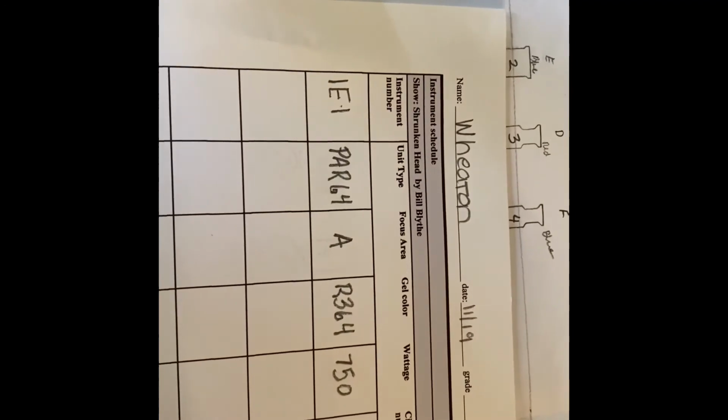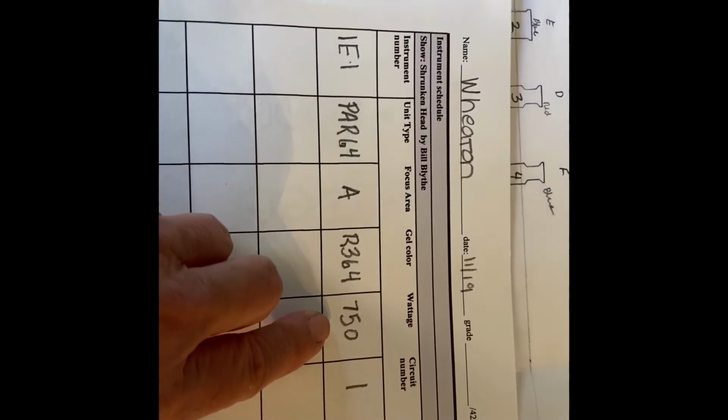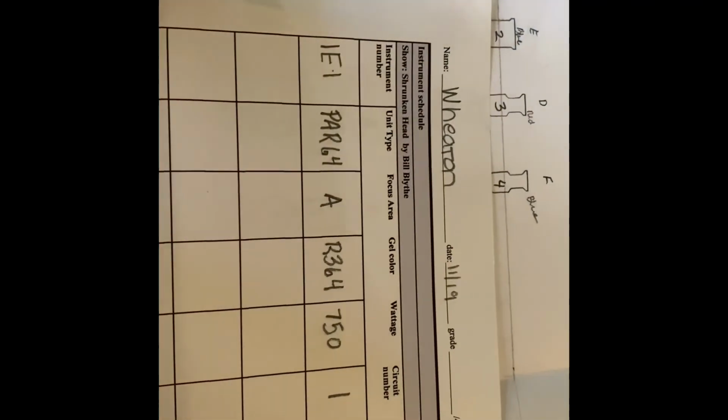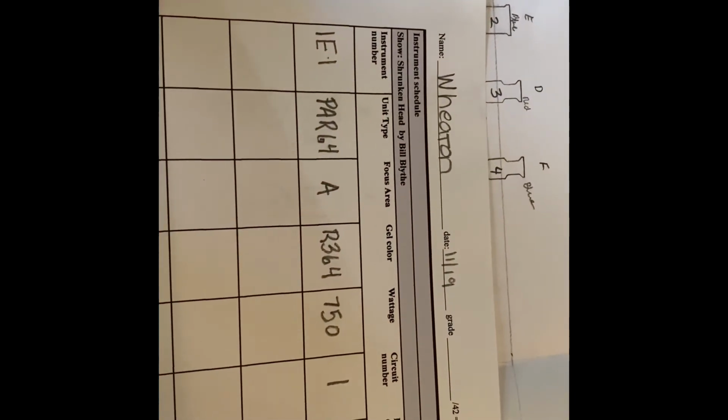And then the next one is going to be your focus area. So your focus area is listed here at the top. Your color, which is a Roscoe 364. We move down to the wattage, which we'll talk about today in class. Then our circuit number and our channel. And then those are listed here.